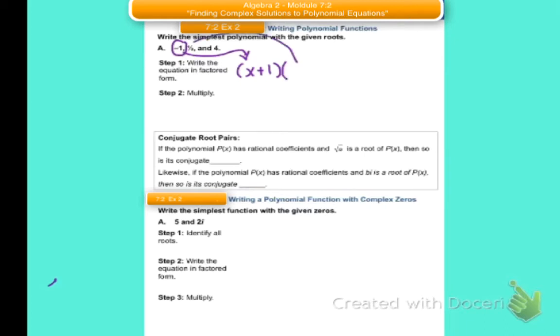The half would come from a binomial factor of x minus a half, and then the 4 would give us a binomial of x minus 4. If we wanted to write the simplest polynomial function with these 3 roots, we would just have to expand this out using FOIL. Remember from an earlier lesson in this chapter, if you have 3 binomials to multiply, you start off with a pair of them, FOIL those out, and then distribute the x plus 1 through. Really I could have picked any 2 to start with.